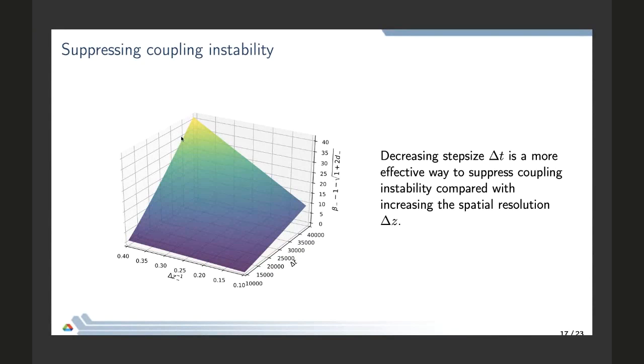You can see that this residual decreases rapidly as the time step decreases. It actually decreases more rapidly with delta t than delta z. So this suggests that decreasing the step size delta t is a more effective way to push the coupling from an unstable regime to a stable regime.